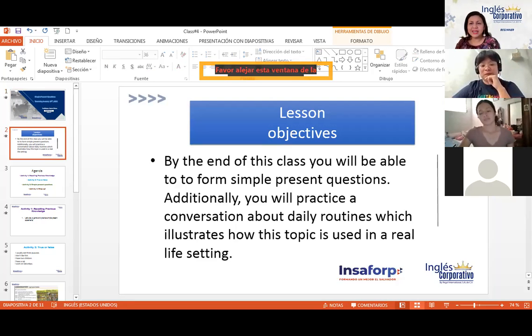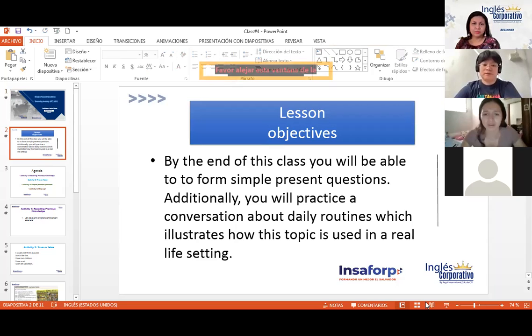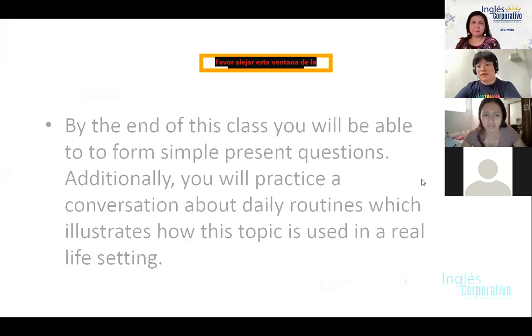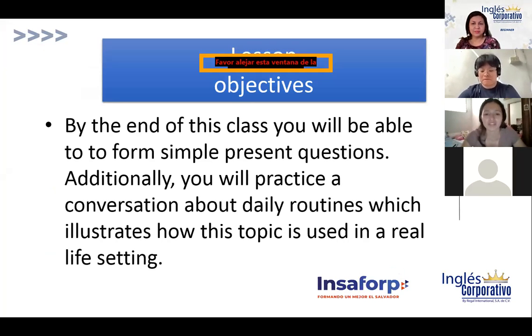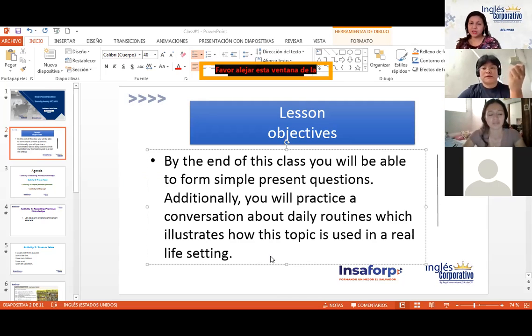Okay, what are the lesson objectives? Carlita, can you please read the objectives, please? Lesson objectives. By the end of this class, you will be able to form simple present questions. Additionally, you will practice a conversation about daily routines, which illustrates how this topic is used in a real life setting.